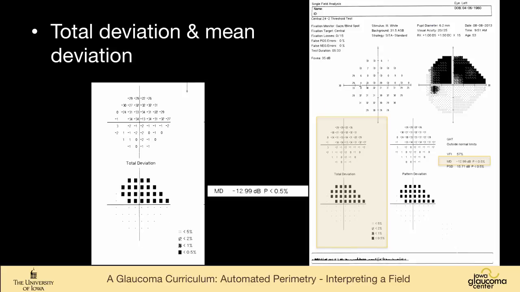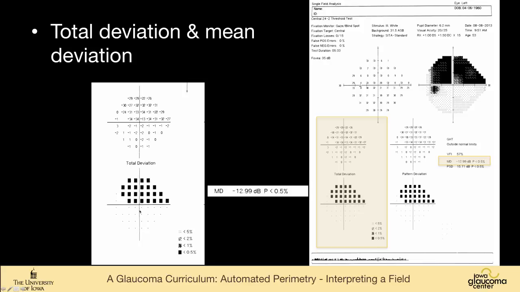Total deviation is a measure of how much this person's sensitivity at each point varies from someone else their age. So this patient is 53 years old, and these points are depressed significantly, as you would expect looking at the raw data and the grayscale, from somebody else who is 53 years old. It assigns a probability value to the depression of these points.